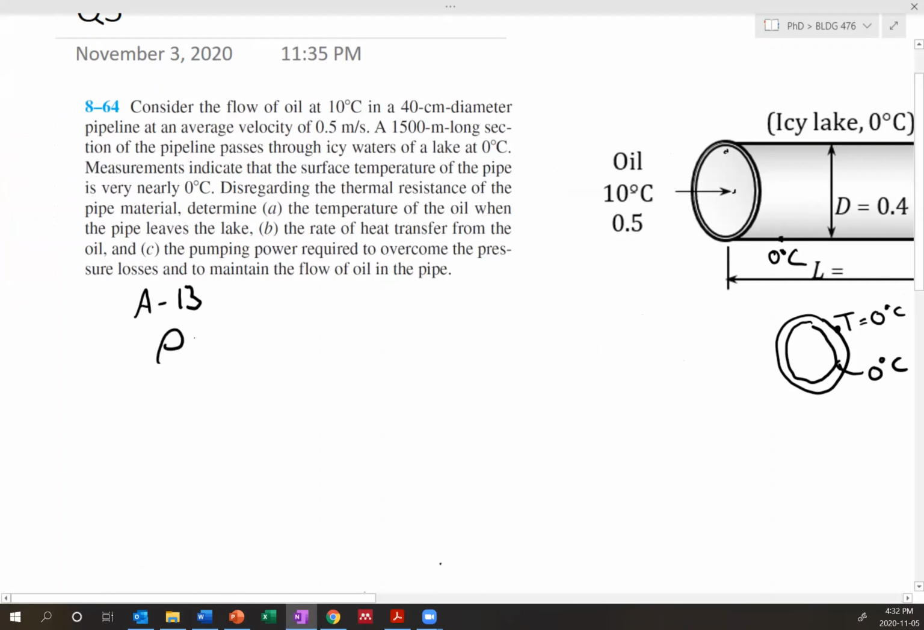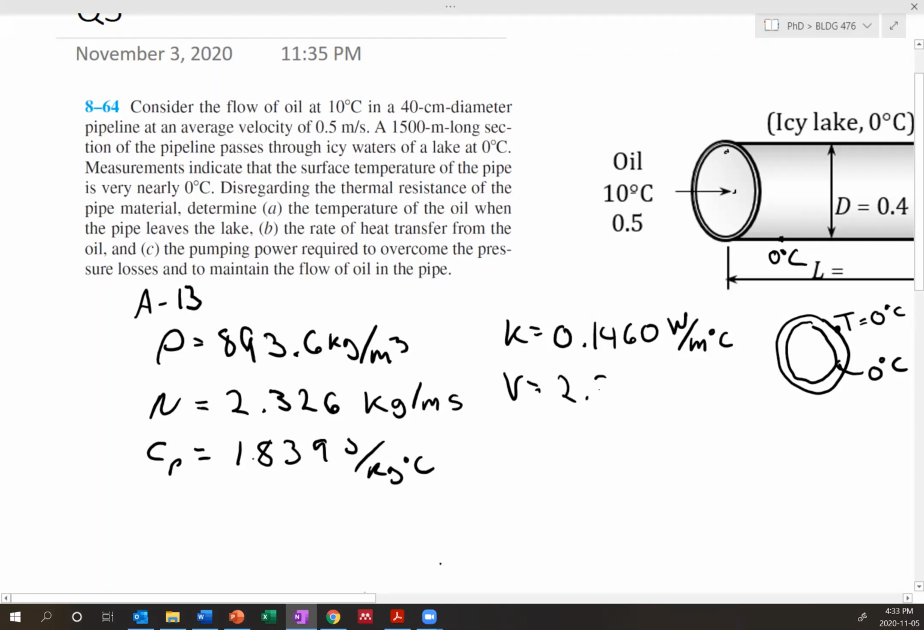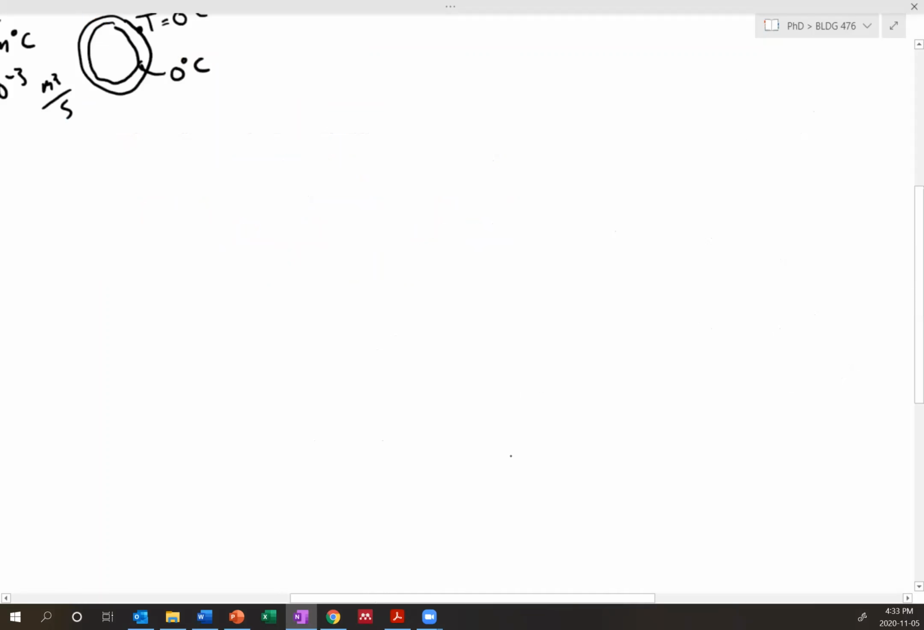And from this table, we'll get density, mu, our heat capacity, conductivity, viscosity, and our Reynolds number.